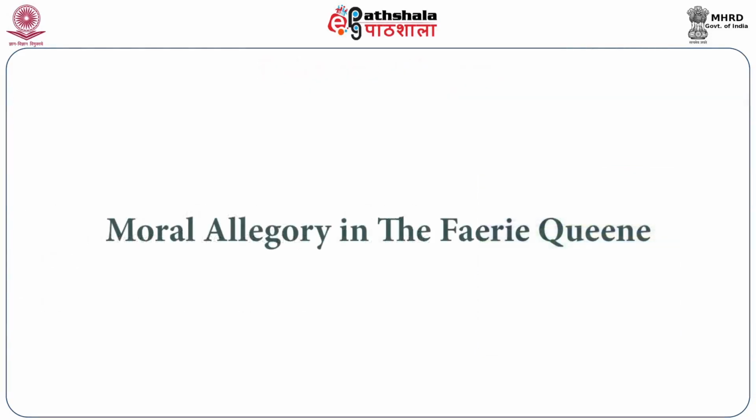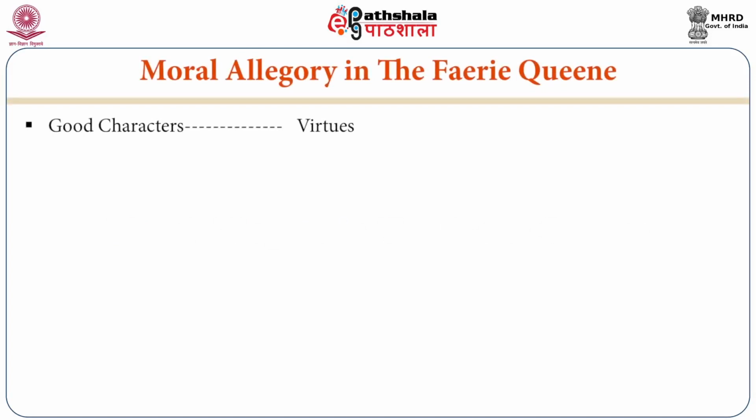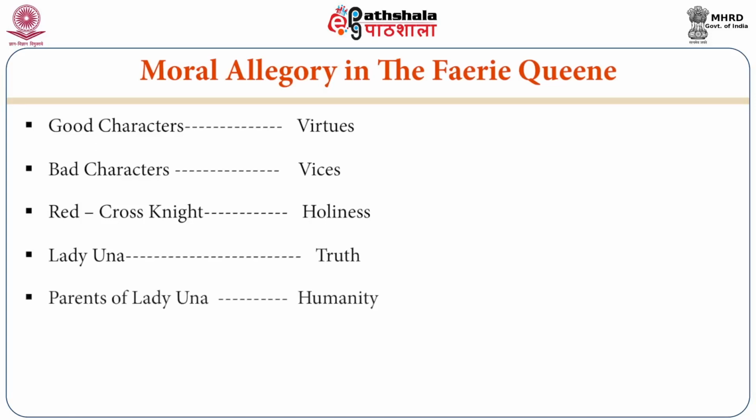Now, friends, if we associate moral allegory in the context of the Faerie Queene, we have the chart as you see it on the screen. Good characters represent virtues. Bad characters represent vices of the time. Red Cross Knight, a very important character in the text, represents holiness. Lady Una represents truth and innocence. The parents of Lady Una are the embodiments of humanity, and the dragon stands for evil.